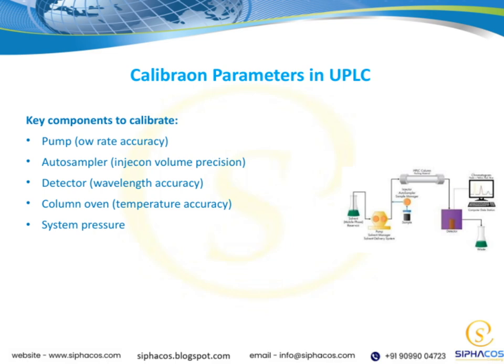Moving on to the detector, calibration here ensures wavelength accuracy, which is vital for correct identification and quantification of compounds. Then, there's the column oven, which must be accurately calibrated for temperature control, since temperature influences retention times and peak shapes. Lastly, we can't forget about system pressure, which needs to be monitored and calibrated to maintain optimal operating conditions. Overall, thorough calibration of these parameters forms the foundation for high-quality, reproducible UPLC analysis.